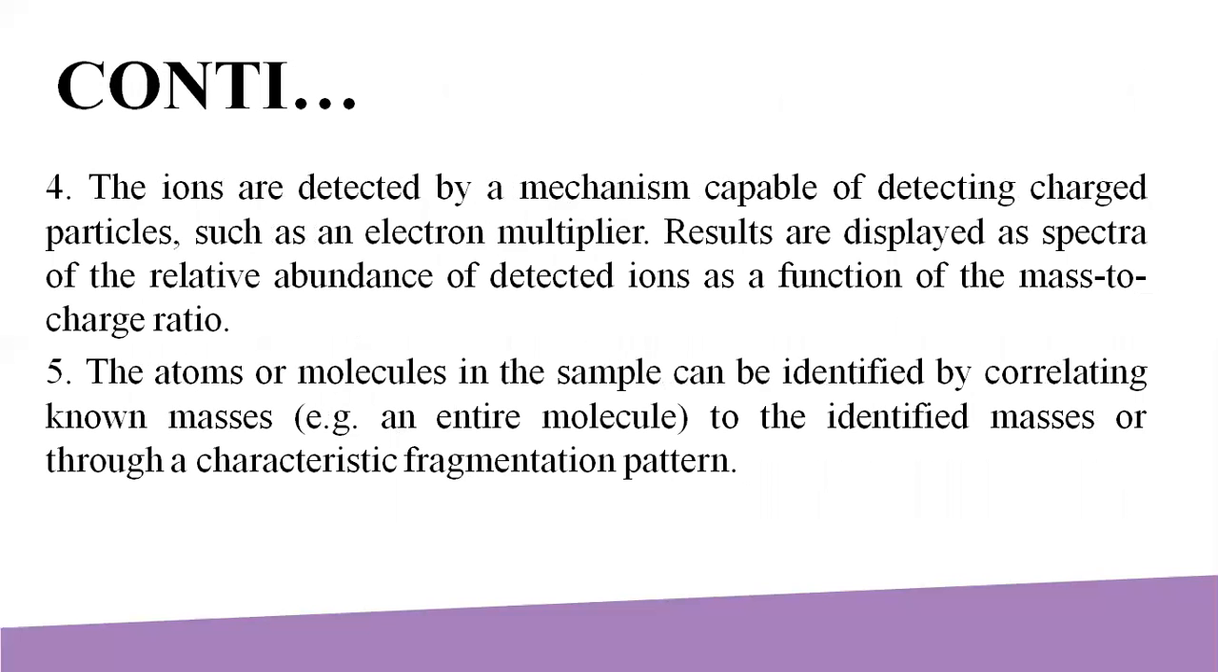The ions are then detected by a mechanism that is capable of detecting charged particles, such as an electron multiplier. Results are displayed as spectra of the relative abundance of detected ions as a function of the mass to charge ratio. The atoms or molecules in the sample can be identified by correlating known masses. For example, an entire molecule can be identified through a characteristic fragmentation pattern.